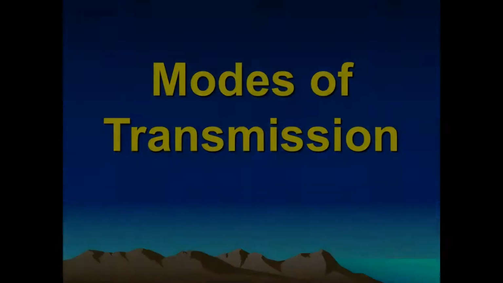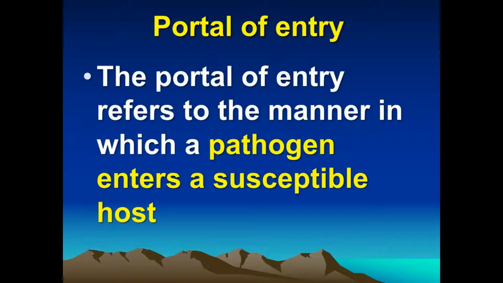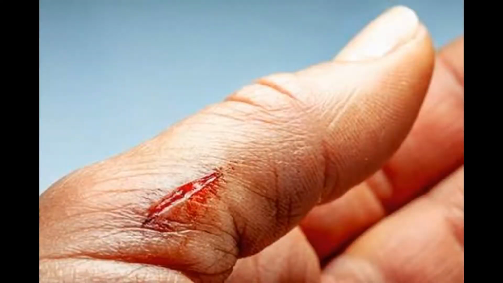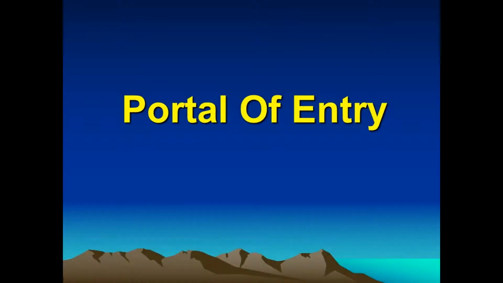Then, with the portal of entry, pag sinabi nating portal of entry, that is the way the infectious agent can enter a new host. So, paano makakapasok po yung pathogen, yung bacteria or viruses in the new host? So, we have what? Pag may sugat kayo, broken skin, or through the respiratory tract, that includes the nose or the mouth, or the mucous membranes, o pwede sa mata. Yan. Okay? So, that's the portal of entry.